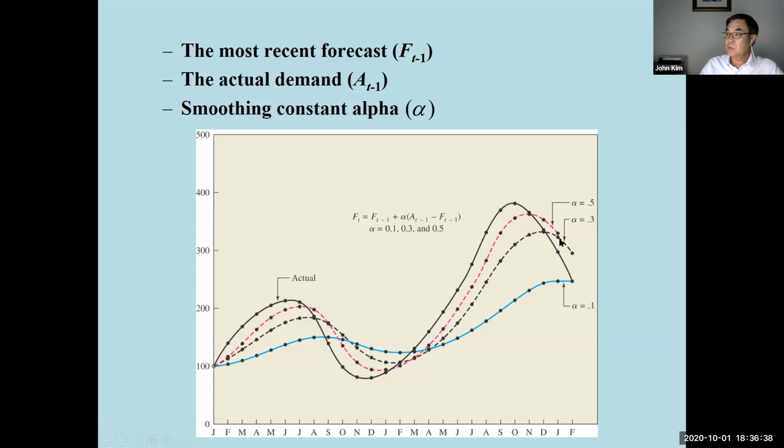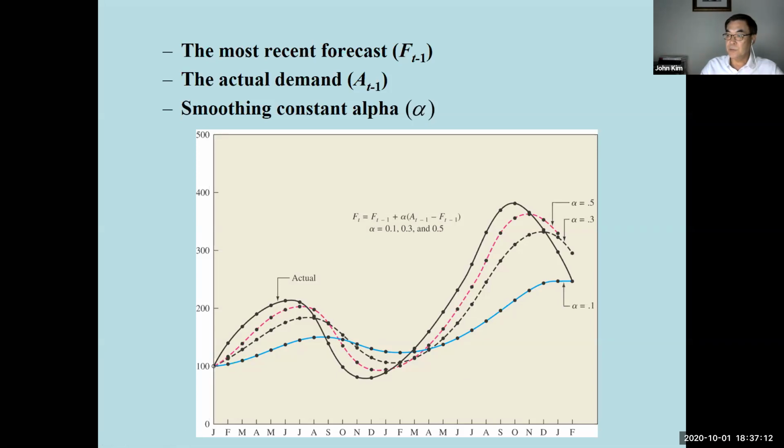Using a high alpha smoothing constant, it's not much smoothed. Using a low smoothing constant alpha, it's smoother like this. So it is based on how much you want to make it smooth.